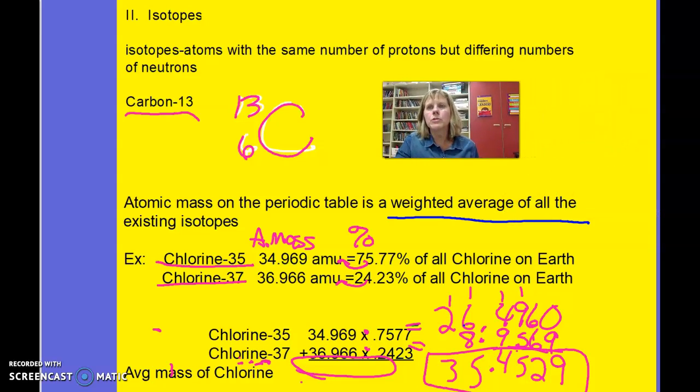If you do it this way, you're already accounting for that average because you're multiplying by the percent abundance. So don't divide by 2 or divide by 3, kind of a thing. You just simply multiply these across and then you add them up.